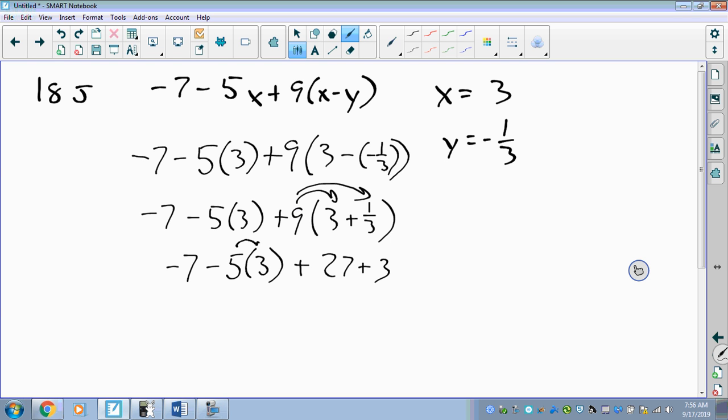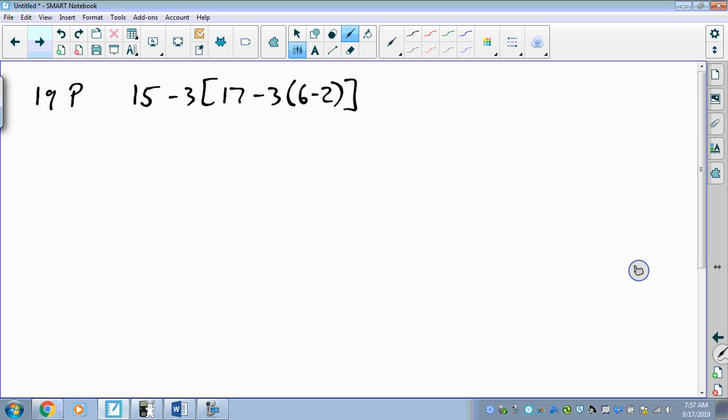Now we have one more multiplication to do here. We did our parentheses, we have no exponents, so now we do multiplication and division. -5 times 3 is -15, and now I'm just going left to right. -7 minus 15 is -22, plus 27, plus 3. -22 plus 27 is 5, and 5 plus 3 is 8. I probably should check this answer as I was going across. All right, let's do the last one, and we'll check them real quick to make sure there are no mistakes.